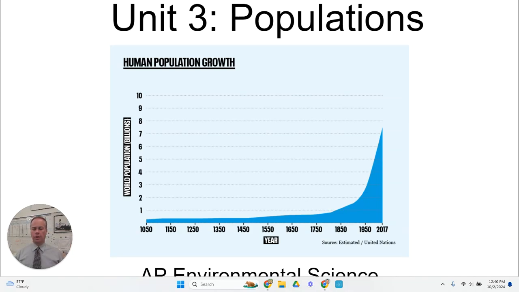Unit 3 of the AP Environmental Science curriculum focuses on populations. And so in this unit, we'll talk about human populations and the factors that govern population. We'll talk about how populations of people go through predictable stages of development as economies develop. We'll talk also about demographics and age structure diagrams and things of those sorts.